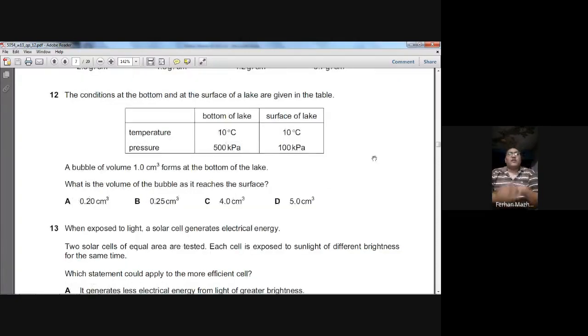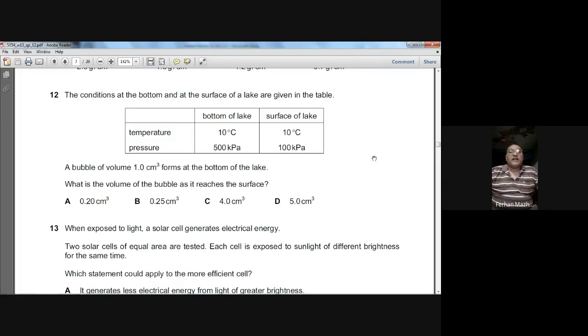Okay, on your screen we have question number 12. The conditions at the bottom and at the surface of a lake are given in the table. At the bottom of the lake, the temperature is 10 degrees centigrade. The temperature at the surface of the lake is 10 degrees centigrade. Pressure at the bottom of the lake is 500 kilopascal, and at the surface, the pressure is 100 kilopascal. A bubble of volume 1 centimeter cube forms at the bottom of the lake. What is the volume of the bubble as it reaches the surface?